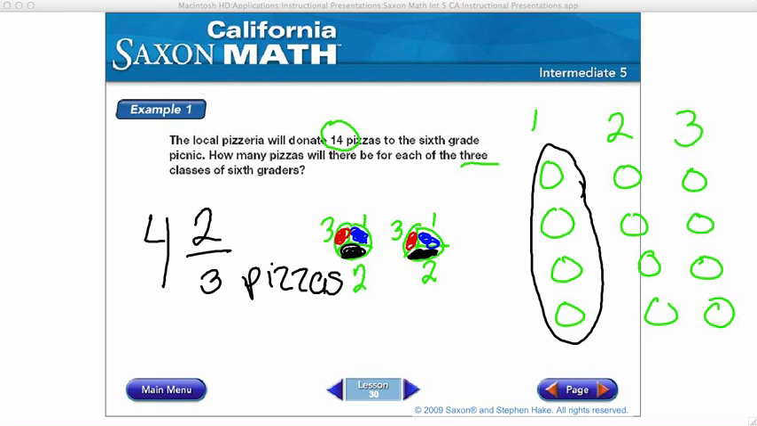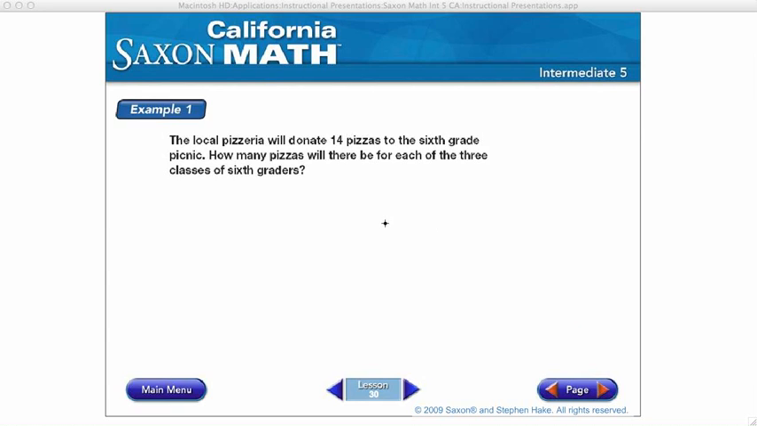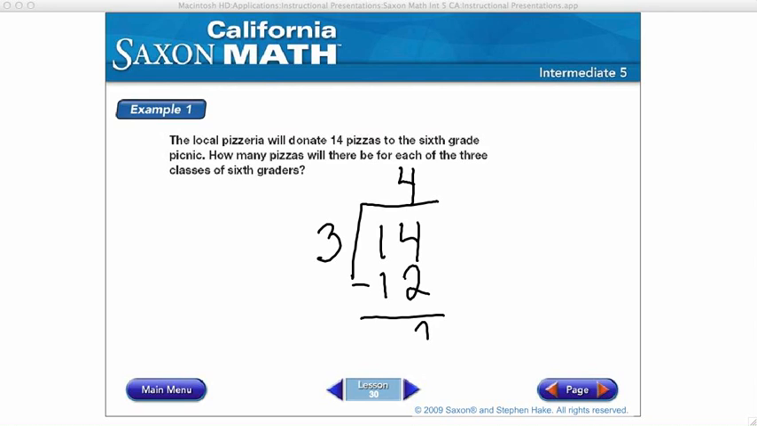Now, to look at this with an algorithm, I have 14 pizzas divided by 3 classes. 3 does not go into 1. 3 goes into 14 4 times. 4 times 3 is 12. I subtract. I have, oh, that's a 2. I have nothing to bring down. So my remainder would be a 2.